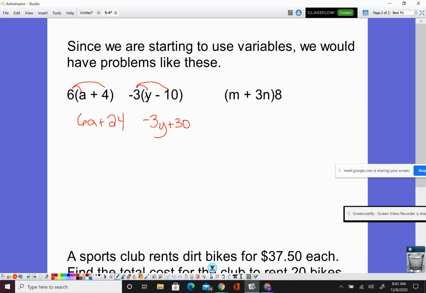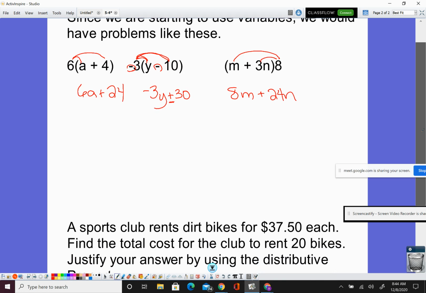Put the negative 3 out in front of the y, multiply it, it becomes negative 3y. Negative 3 times the negative 10 becomes a positive 30, because the negative out here and this negative make a positive. Here, the number behind it doesn't matter, it still gets distributed. 8 times M is 8M. 8 times 3N is 24N. Any questions so far? So distributive, whenever you see a number in front of a parentheses or behind a parentheses, you multiply it out.